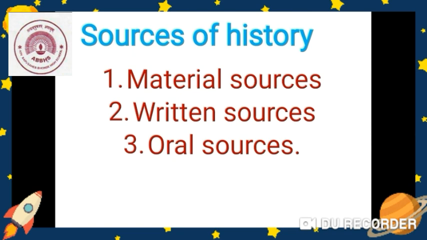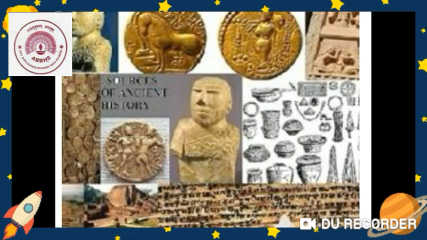Let's see one by one. First one is the material source. Now look at the picture, children. You will see there are coins, ornaments, sculptures, structures, pots, copper plates. These are all material. So, the sources which are found as material are known as material sources.